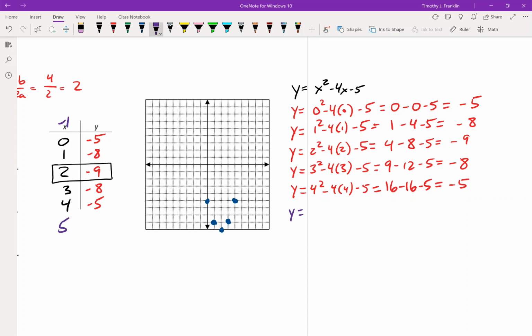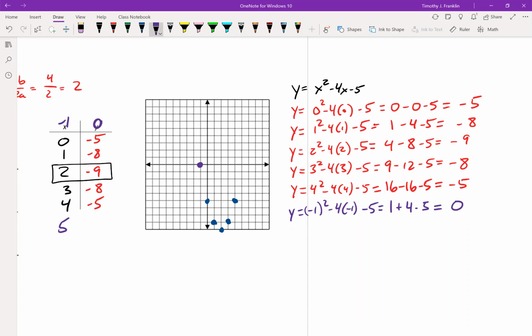So let's do negative 1 first. Negative 1 squared minus 4 times negative 1 minus 5. Well, negative 1 squared is 1. Negative 4 times negative 1 is positive 4. And then minus 5. So 1 plus 4 is 5. 5 minus 5 is 0. That should actually get me there.